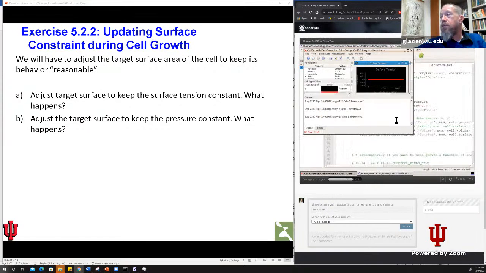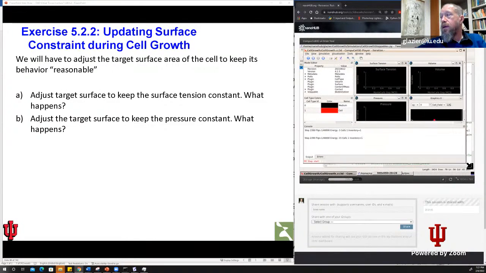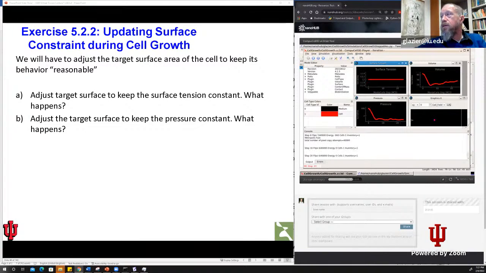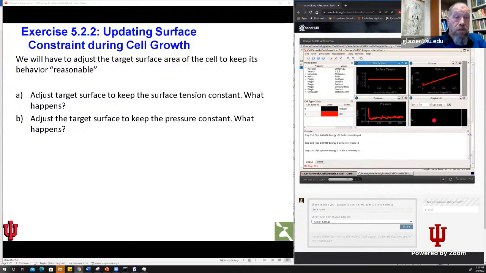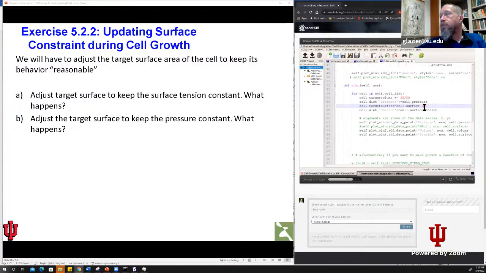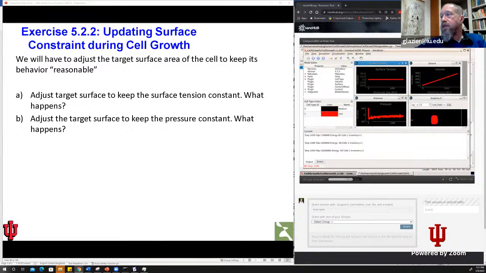So there are a whole variety of ways you could make this work. The key thing to be aware of is that you need to keep adjusting the surface to match the volume. And you'll see pathologies where the cell will become rigid or square if you don't do that. Here probably I'm still too strong. Did anybody else come up with a different solution?